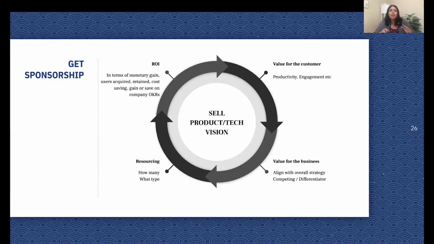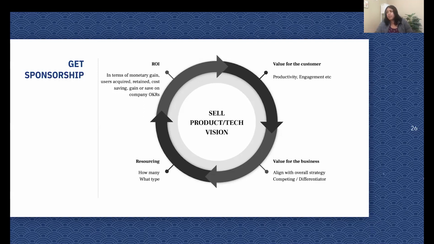Couple of things to keep in mind as you go about this exercise. Try and outline the ROI in terms of either monetary gain or in terms of the users you acquired, retained, cost that you saved, or you might have company OKR, so you know your company KPIs, what are the gains and saves on those KPIs. Then what's the value that this technology is bringing to end users? Is it productivity? Is it increased engagement? What is it? What is the value for the business? Like, does this technology align with the overall strategy of the business? What are competitors doing in that space? Are you providing a differential solution? So have all of that information in your plan when you go to pitch your idea to get sponsorship.